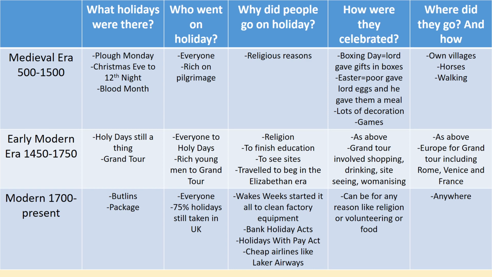In the modern era, there's two kind of things your scheme of work focuses on, Butlins and caravan holidays and package holidays. And pretty much everyone goes on holiday now, still, but 75% of holidays are still taken in the UK. So why did people go on holiday? Well, it's important to note it first started as wakes weeks, where each factory would have a week off to clean equipment, and that kind of led to a 6-week natural summer holiday, which is why we still have 6 weeks in summer. Woo! You've got Bank Holiday Acts, which meant people had more free time.